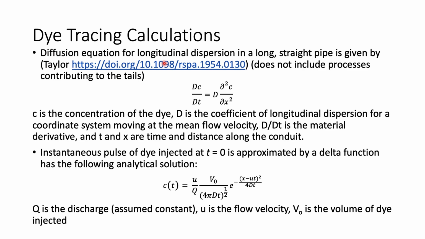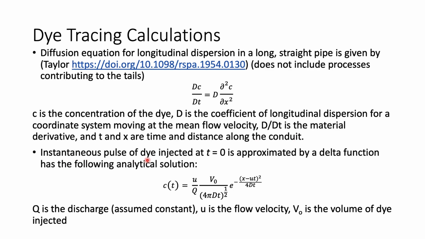So the diffusion equation for longitudinal dispersion in a long straight pipe is given by Taylor. This does not include the processes contributing to the tails. The equation is given by dC/dt = D ∂²C/∂x², where C is the concentration of the dye, capital D is the coefficient of longitudinal dispersion for a coordinate system moving at the mean flow velocity, d/dt is the material derivative, and t and x are the time and distance along the conduit.